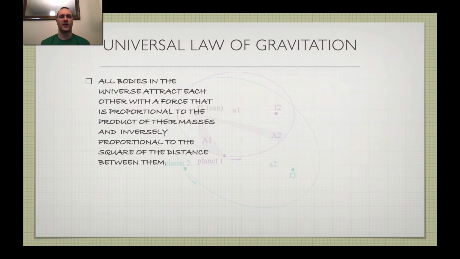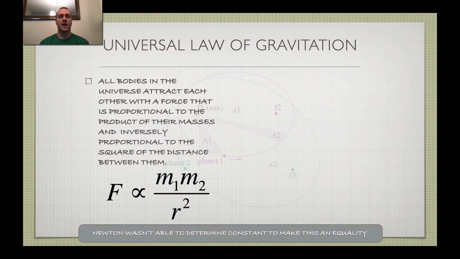The universal law of gravitation states that all objects are going to attract one another so long as they have mass, and that it is going to be proportional to their masses and inversely proportional to the square of the distances. So this is an inverse square law. However, he couldn't find a way to quantify it. He could get it conceptually, right? He could get it qualitatively, but not quantitatively.